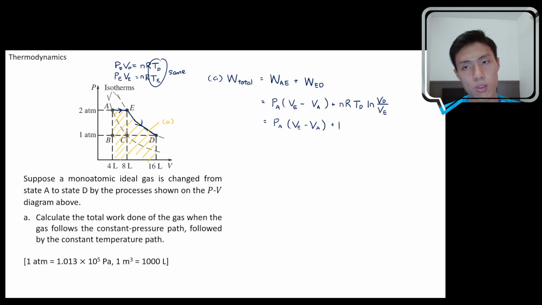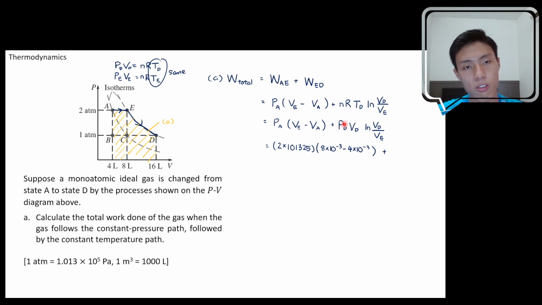So maybe PD VD ln VD over VE. Okay, so I believe you have all the values, so it's just substitution now. So 2 atmosphere, you have to convert it into Pascal, so 101,325 to convert it to Pascal. Then volume is in liter, so make sure you convert it to meter cube as well. Volume of E is 8 liter, so times 10 to the power negative 3. Volume of A is 4 liters, so minus 4 times 10 to the power negative 3. So from here you get your work done for process AE.